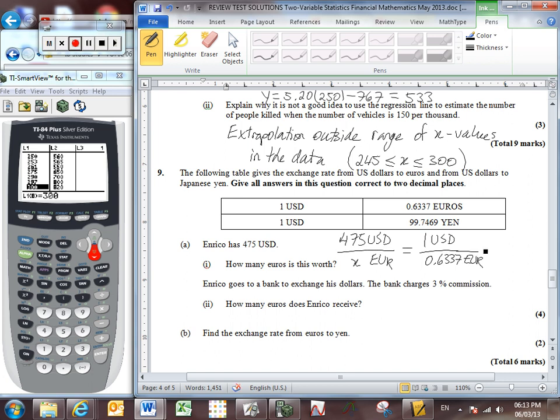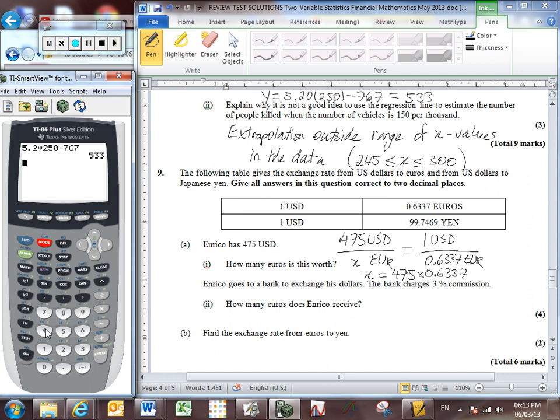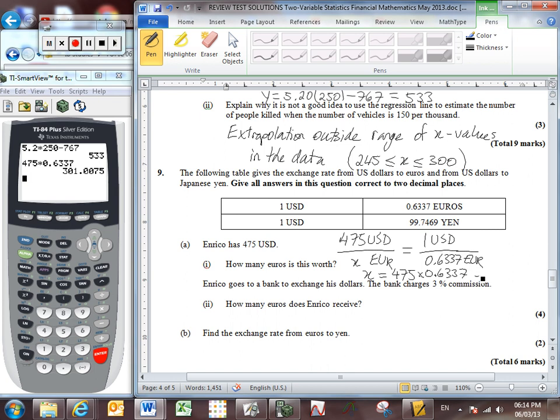So we would cross multiply. x times 1 is x, and 475 times 0.6337. And yes, of course, you can skip directly to that step if you can see that it's a multiplication by the exchange rate. And we get 301, or sorry, euros, 301.00. Oh no, it's 0.01, isn't it? If I round to 2 decimal places, and that's what it says, correct to 2 decimal places, well then I need to round 0.01 euros.